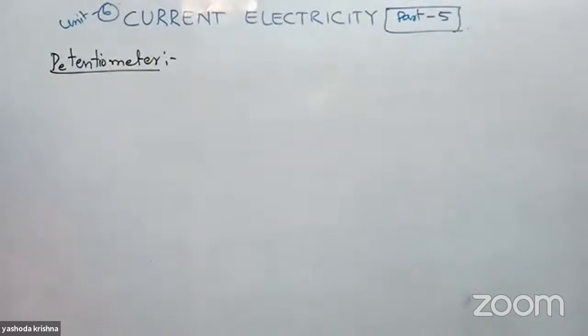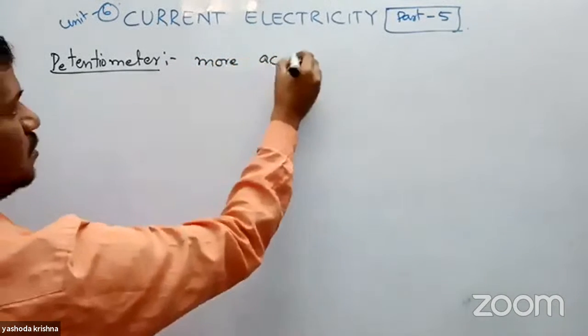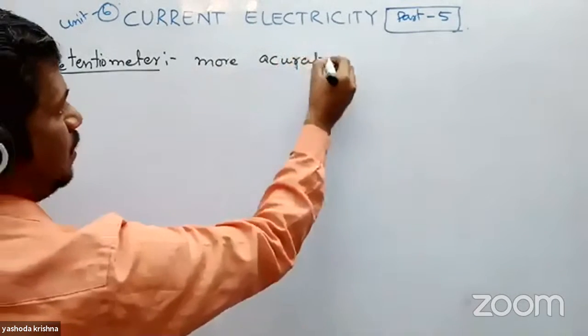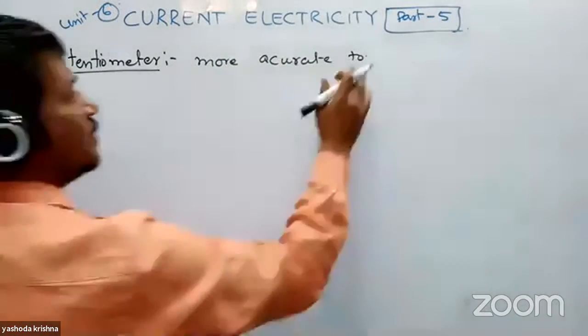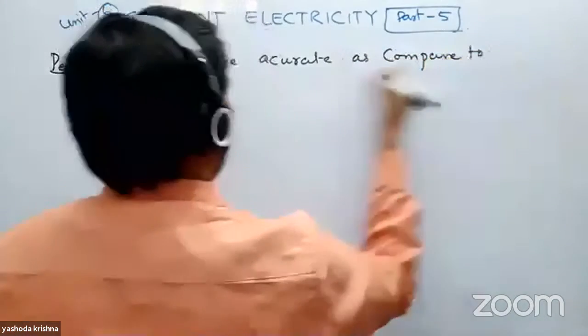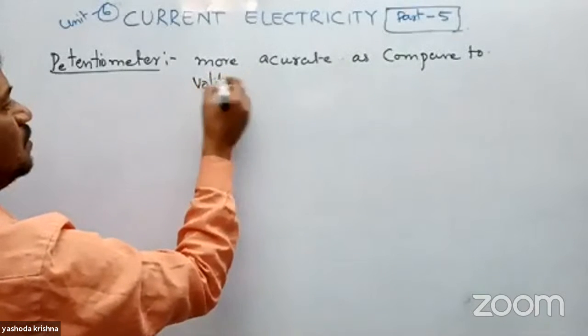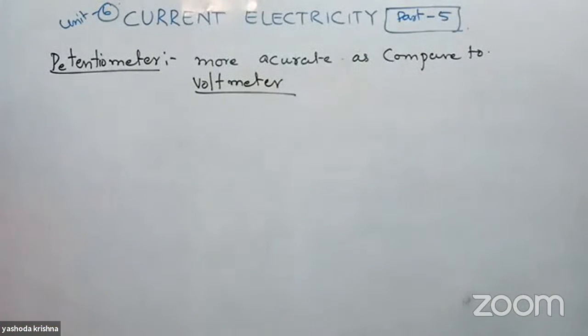Potentiometer is nothing but a device to measure potential difference more accurately as compared to a voltmeter.